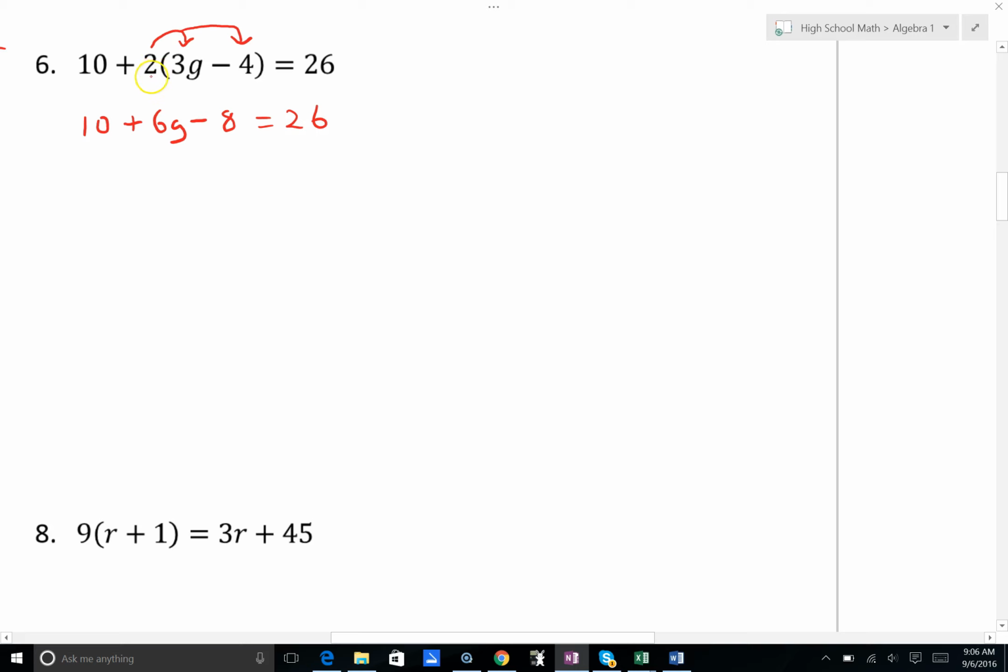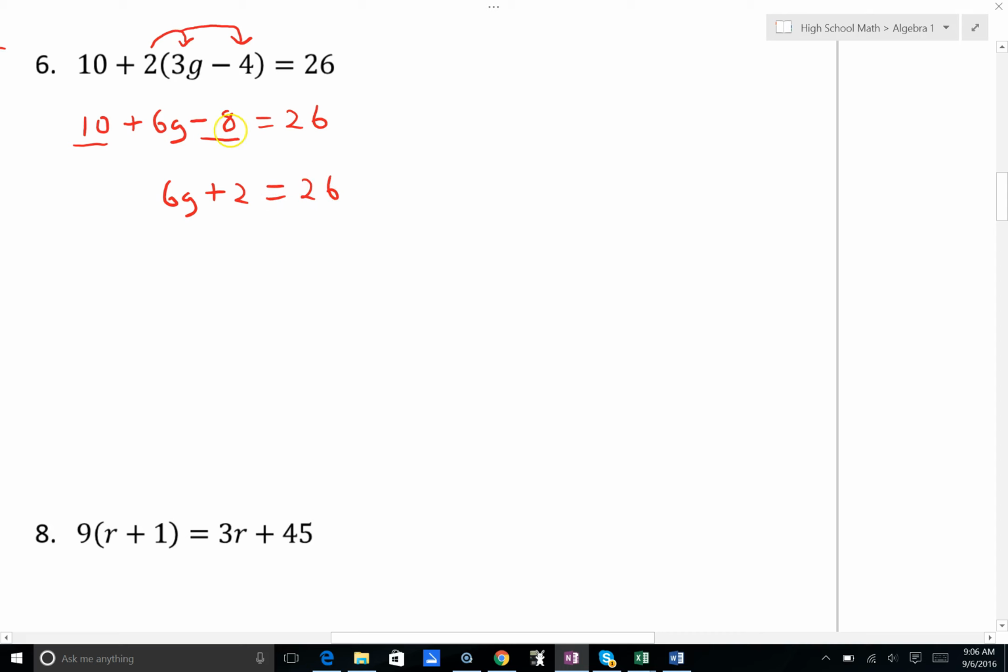Connected means multiplied. The 2 is being multiplied by this difference. Said another way, the 2 is being multiplied by the 3g. The 2 is being multiplied by our minus 4. Now we have one similar to our last one. This time we have the like terms 10 and minus 8. They're like terms because they have no variable part. 10 minus 8 is 2. 6g remains the same. 10 minus 8 is plus 2.